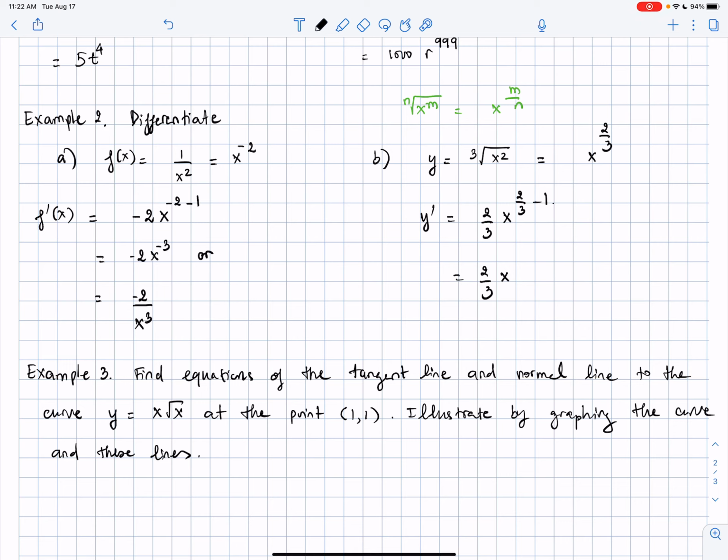So we're going to find the least common denominator, which is 3. Then we get negative 1/3. If we want the exponent to be positive, we're going to let x move down. Or you can write 2 over 3 cube root of x.